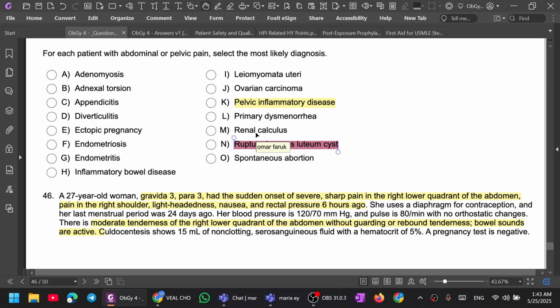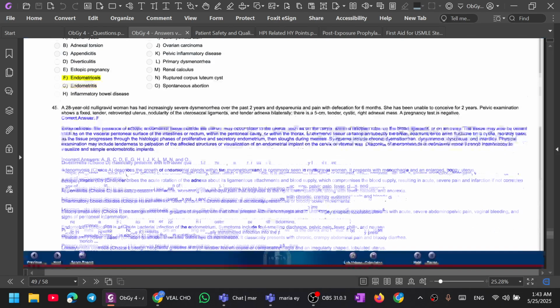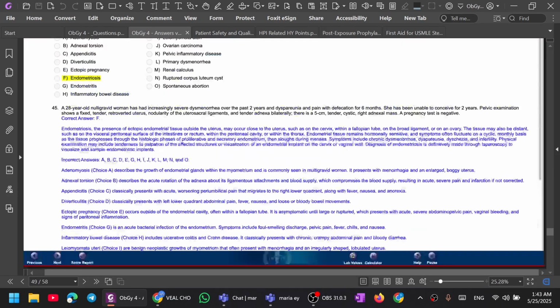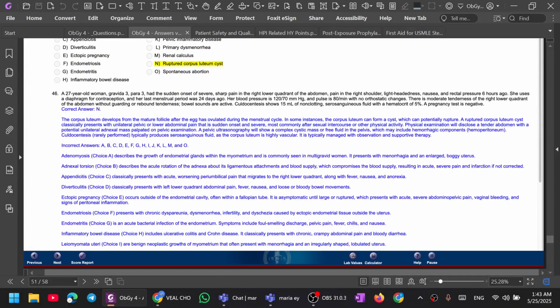The corpus luteum develops from the mature follicle after the egg has ovulated during the menstrual cycle. In some cases, the corpus luteum forms a cyst, which can potentially rupture. A ruptured corpus luteum cyst classically presents with unilateral pelvic or lower abdominal pain that is sudden and severe, most commonly after sexual intercourse or other physical activity. Physical exam will disclose a tender abdomen with a potentially unilateral adnexal mass.